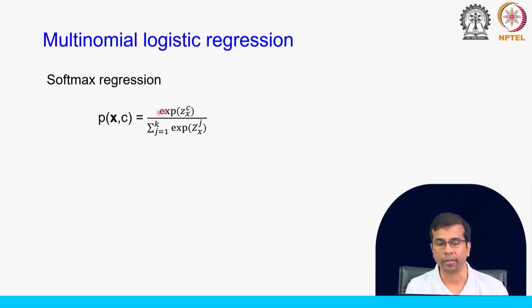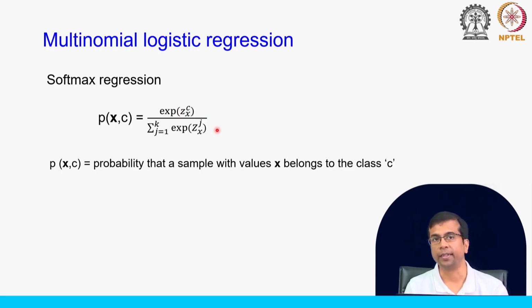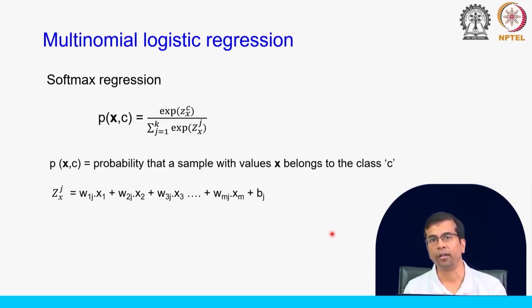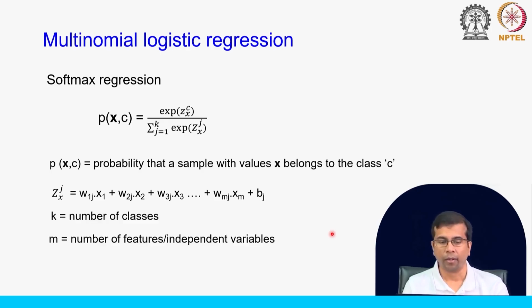and this z_C(x) we will discuss in a moment, divided by the summation over j equal to 1 to K of exponential z_j(x). So, what is this P(C|x)? As I said, this is the probability that a sample with value x belongs to class C, so it can have a set of values for x1, x2 parameters. What is z? This is W1j x1 plus W2j x2 and so on. So, what we are assuming is that this z is a linear function of these independent variables or features. K is the number of classes and M is the number of features or independent variables that we have in the data.